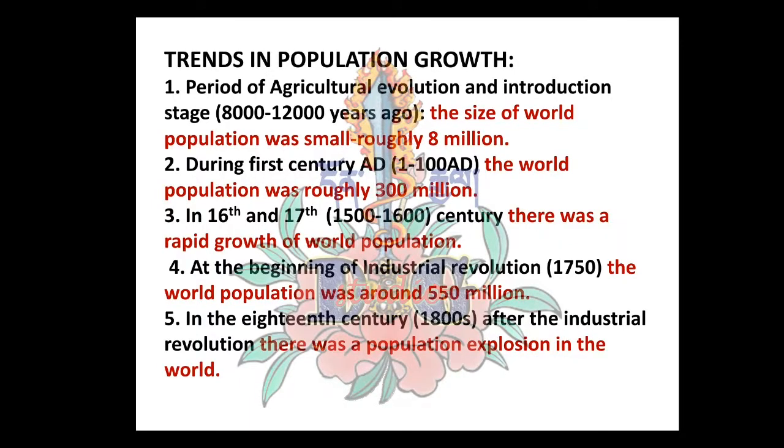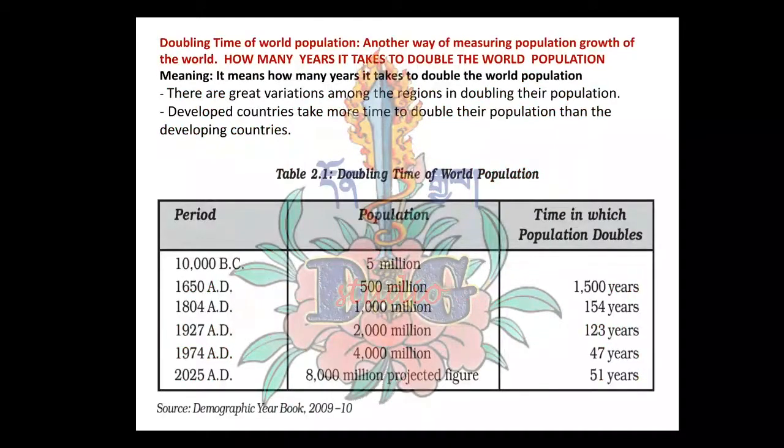Next is another way to explain the growth of population of the world. The topic is doubling times of world population growth. The first way of interpreting the growth of population is trends in world population, and the second is doubling times of world population. That means how many years it takes to double the world population.